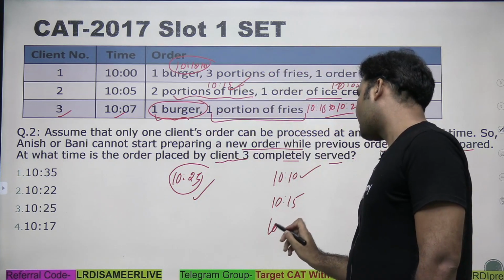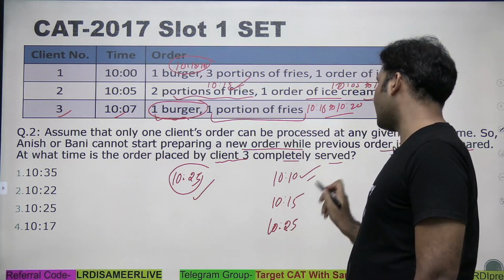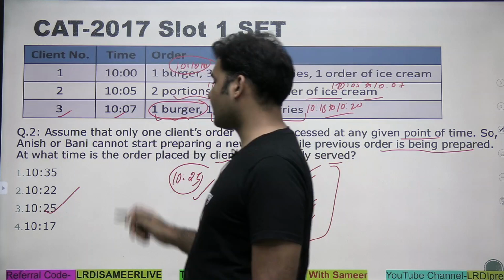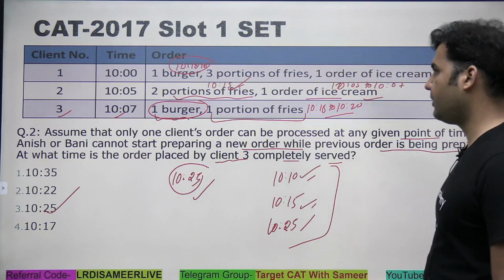So the third order will be served by 10:25. So client 1, client 2 and client 3, all 3 orders will be completed by 10:25. That's the correct answer to the question. A very simple question, right?